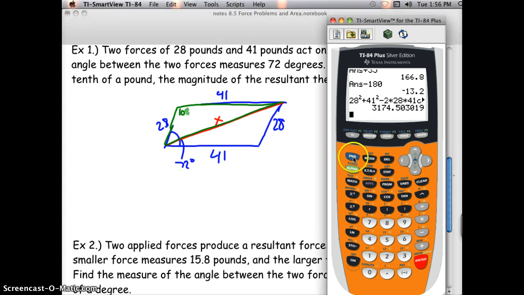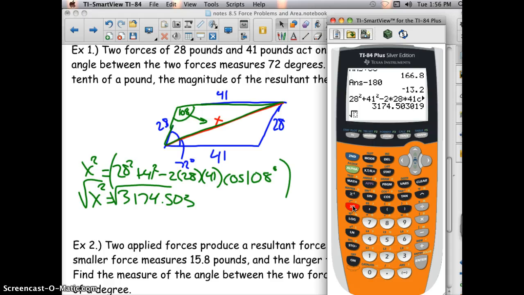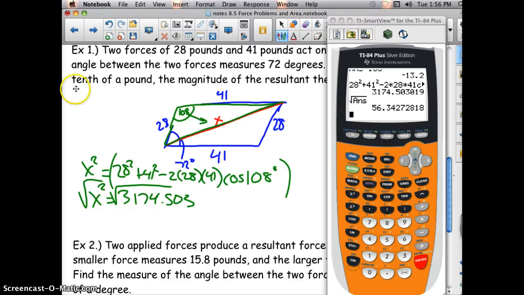The second square root, with the negative sign, is not relevant here. So 56.34. And they want this to the nearest tenth of a pound. So x equals 56.3 pounds. Okay, there's example 1.